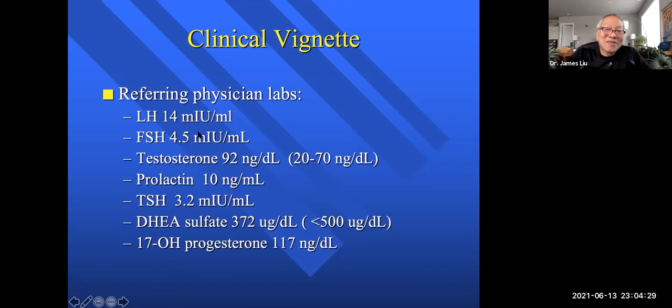But she did have some exaggeration in her LH-FSH ratio. Her testosterone by LC mass spec is not that dramatically elevated. It's under 100. Prolactin is normal. TSH is normal. Her adrenal DHEA sulfate measurement is normal. And she does not overproduce 17-hydroxyprogesterone, suggesting no issues with blockade of the cortisol synthesis pathway.